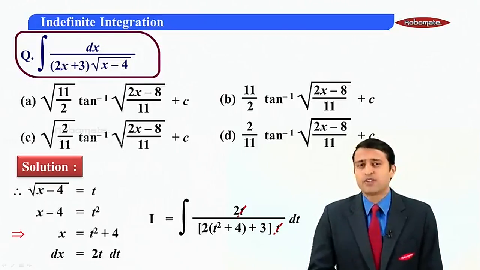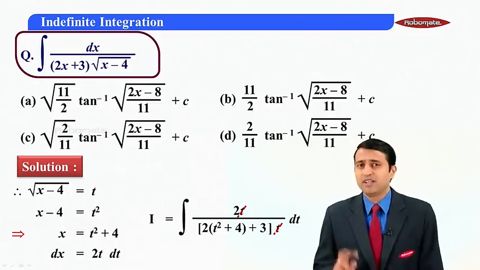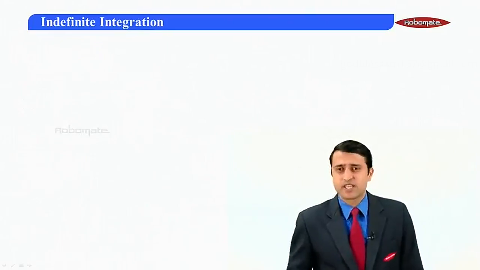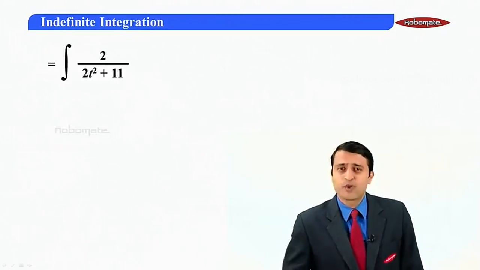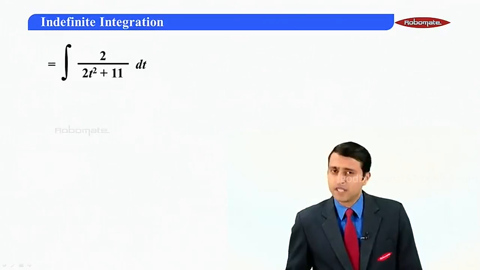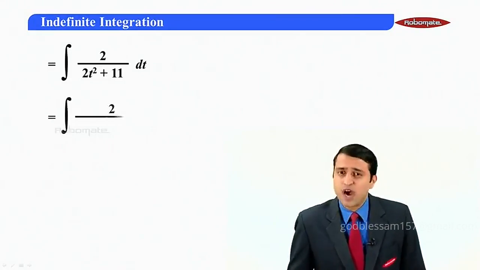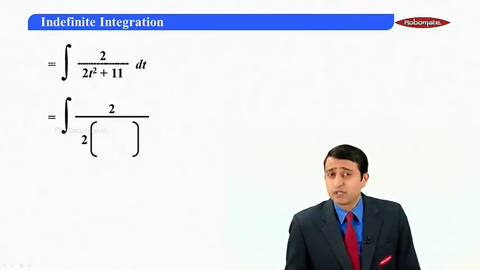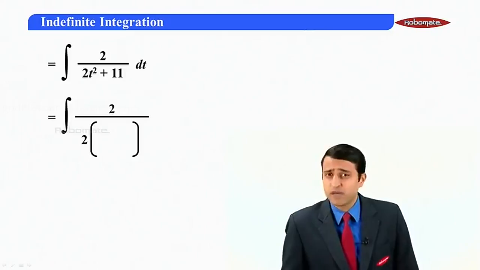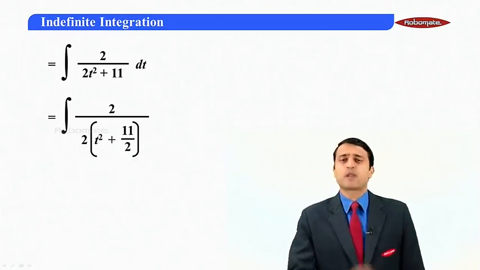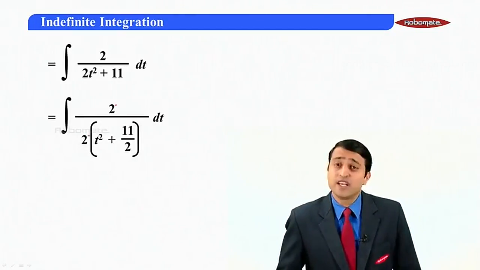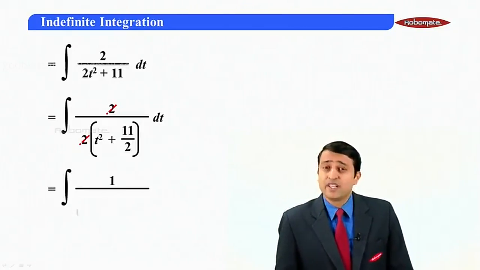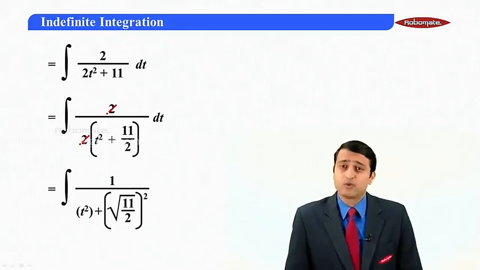So now the integral will have 2 upon, if I multiply the 2 inside, 2t square plus 8 plus 3. So let us check that. That is 2 upon 2t square plus 11 dt. Is that okay, my dear students? Let us take this 2 outside the integral, or let me keep it here, and take a 2 common from the 2 terms in the denominator to get t square plus 11 by 2. Obviously these two will cancel out. Now my integral can be written as 1 upon t square plus (root of 11 by 2) the whole square.